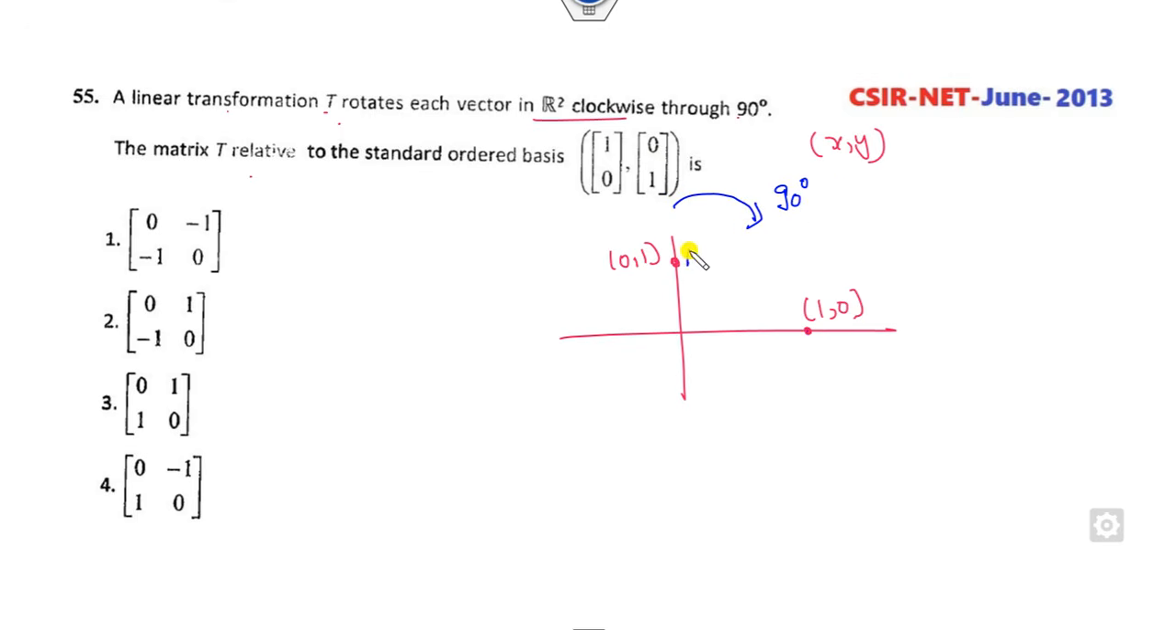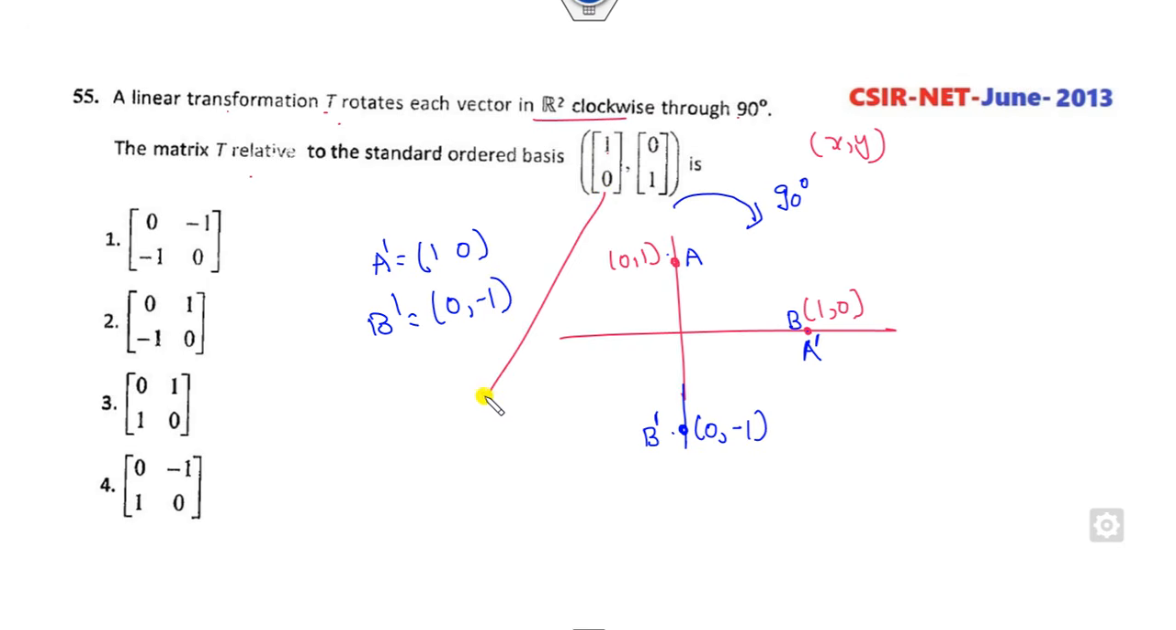This point, if I call this my A, this is my B. So this point B will be my here. This is B dash and A will be my here. I call it A dash. So what is the coordinate of the A dash? This point on this axis it will be 1 0. What is the coordinate of the B? On this y axis, x component is 0, y axis is minus 1. Fine. So what is the answer? So this maps 1 0 to 0 minus 1. 0 1 will map to 1 0, is the right answer.